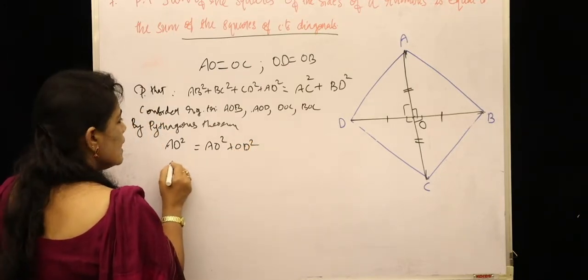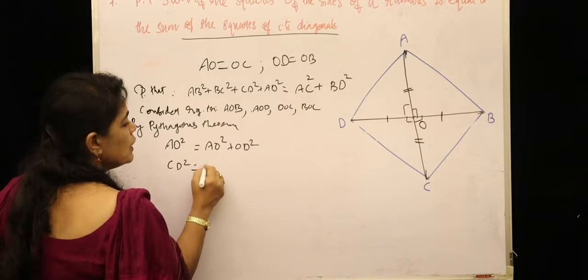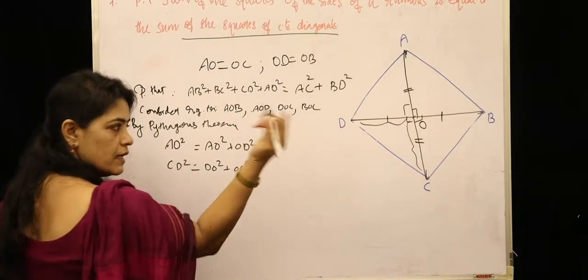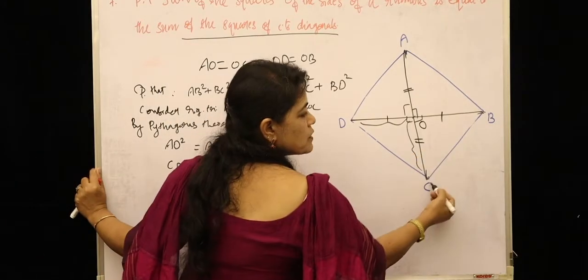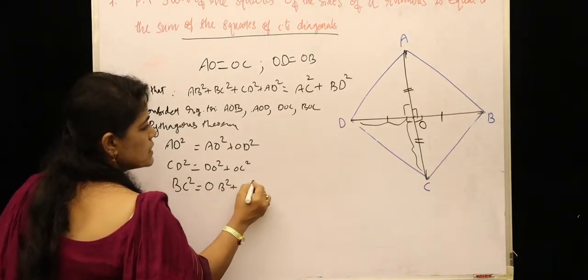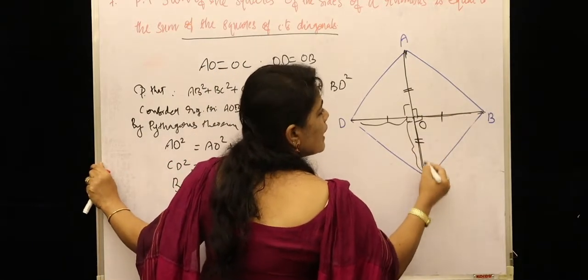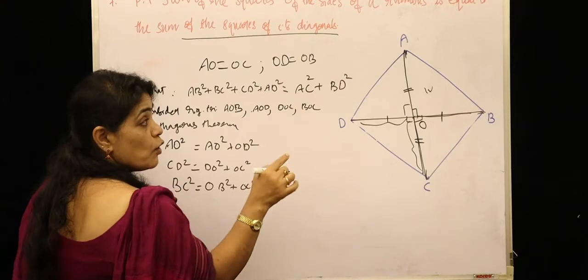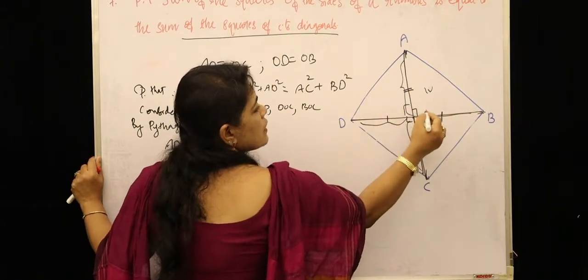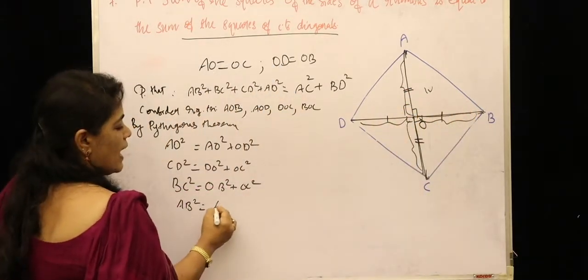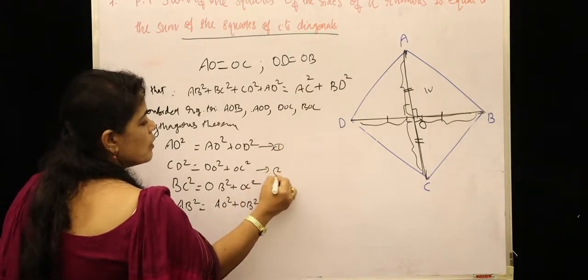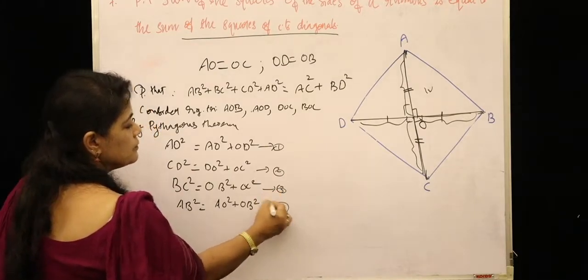Okay, and second, CD square is equal to DO square plus OC square. And in the third triangle, this is the hypotenuse, BC square is equal to OB square plus OC square, this side and this side. And the fourth triangle, that is AOB, AB is the hypotenuse, AB square equals AO square plus OB square. Okay, we can mark these as equation numbers 1, 2, 3 and 4.